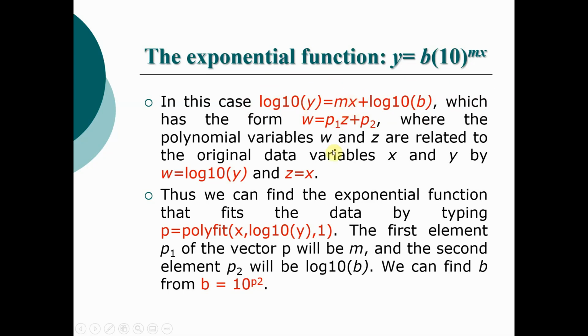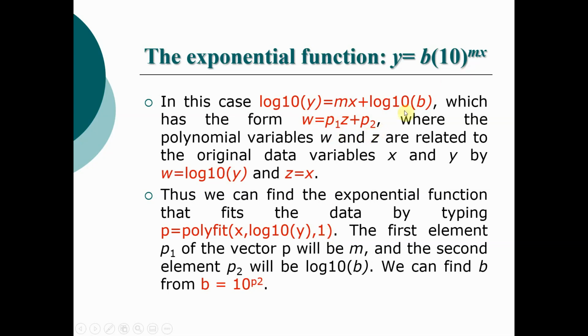This is a semi-log curve now, right? So in this case, again, we have a linear relationship between log of Y and X, where P1 is the same m that we are looking for, and P2 is log10 of b. And again, you can just apply polyfit on X and log10 of the Y's of the data points that you have. It would give you P1 and P2.